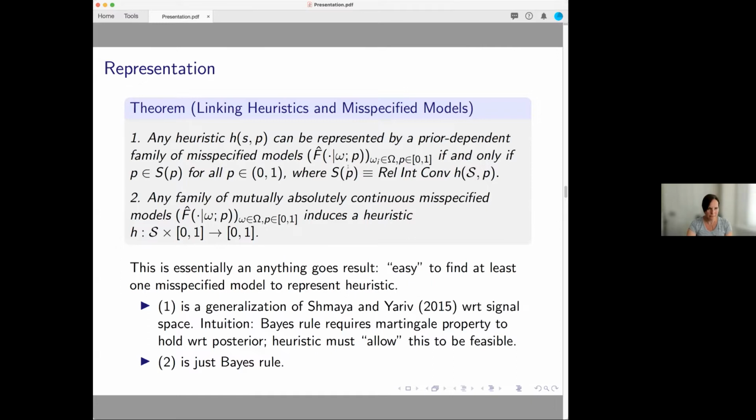This holds if and only if the prior belief is in S of P, where S of P is the relative interior of the convex hull of the heuristic. All right, so that seems a little bit technical. Let me just quickly discuss the intuition for it. First of all, this is a generalization of work by Shmaya and Yariv, looking at when we can use Bayes' rule; it's a generalization with respect to the signal space that we look at. The basic intuition is that Bayes' rule requires the martingale property to hold with respect to the posterior. In other words, the expected value of your posterior needs to be equal to the prior. And so the heuristic must be such that it allows this to be feasible.